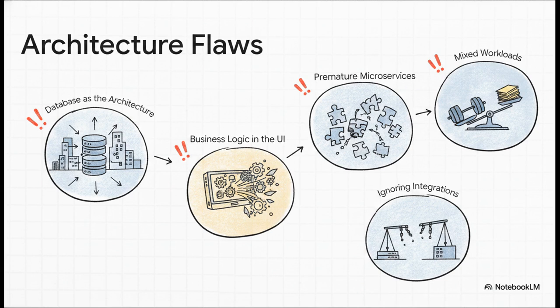Second, putting business logic in the UI. That creates massive security and maintenance nightmares. Third, jumping into microservices way too early. Fourth, naively assuming integrations will never fail. Fifth, mixing up heavy reporting with everyday transactional workloads and destroying your performance. And lastly, completely ignoring your internal support tooling, which means your app will be an absolute nightmare to manage once it finally goes live. Avoid these like the plague.